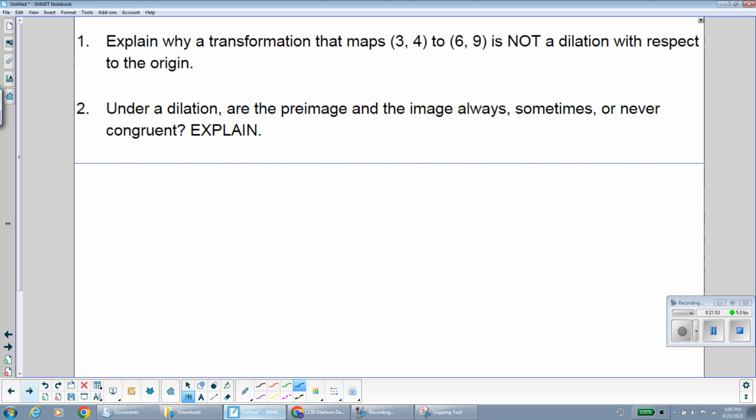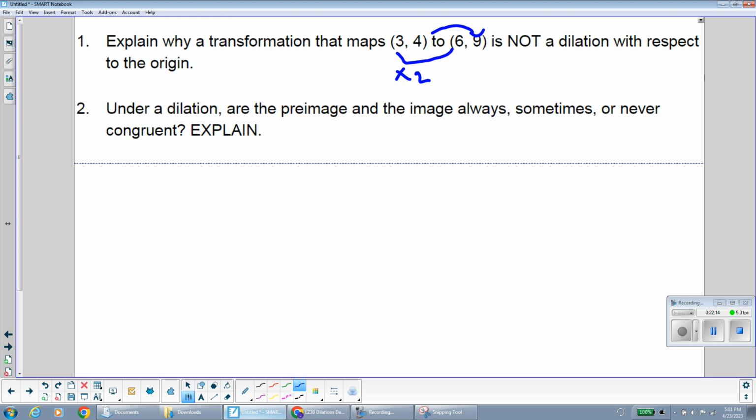Just to summarize a bit, this transformation would not be a dilation because from here to here, you're multiplying by 2, but from here to here, you wouldn't be multiplying by 2 because 4 times 2 is 8. So if you're not multiplying the coordinates by the same scale factor, it's not a dilation centered at the origin.